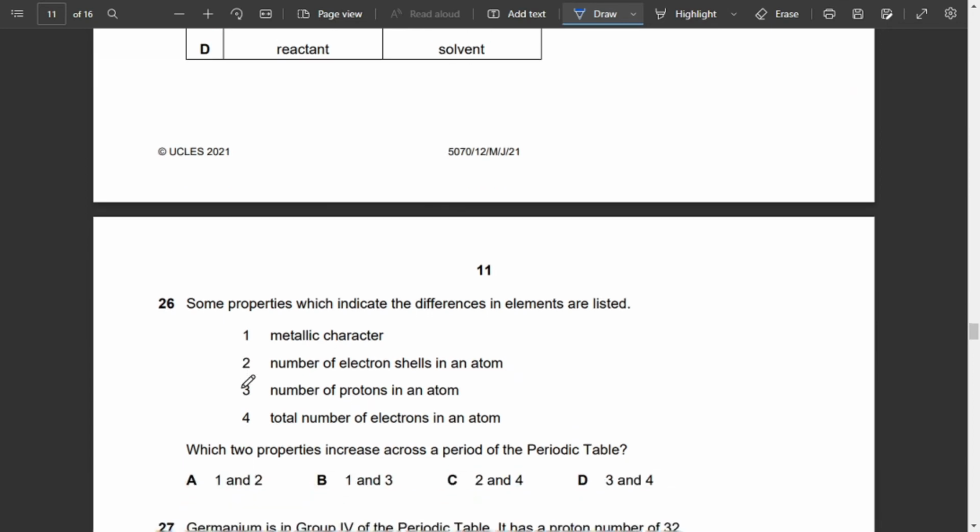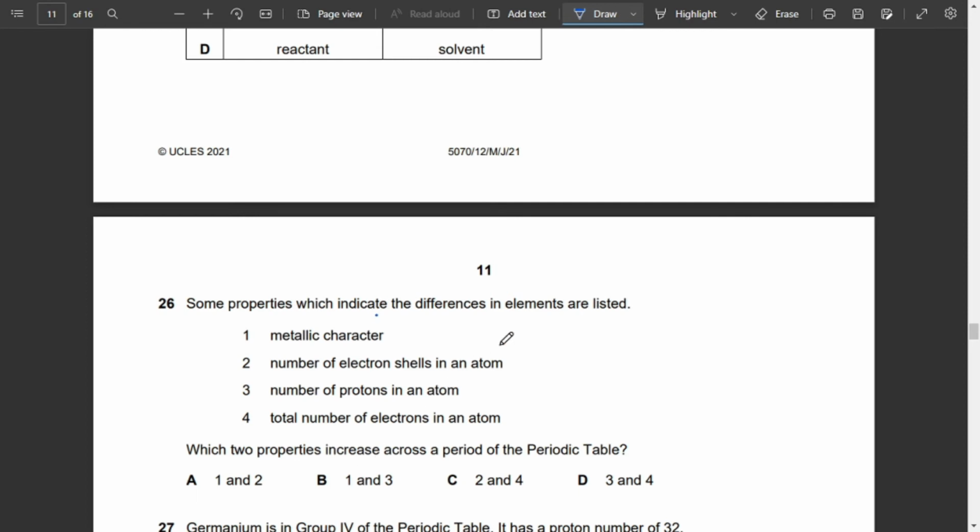Moving on to MCQ number 26. Some properties which indicate the differences in elements are listed. 1 metallic character, 2 number of electron shells in an atom, and number of protons in an atom, and then we have all these. Which two properties increase across the period of the periodic table? When we're talking about a period of the periodic table, firstly, metallic character. We're talking about an increase in the property. Make sure you know the word we're talking about, increase.